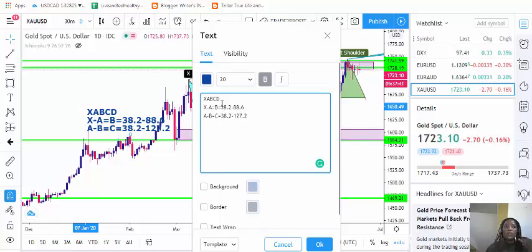You don't want to see that 161.8. You just want to see it within that range of 127.2 or 133.8. Right, that's just a range where you want to see that B continuative move. All right, so I'm going to draw it out later.